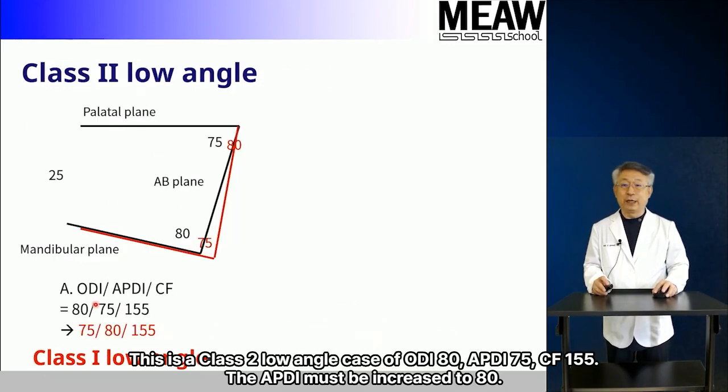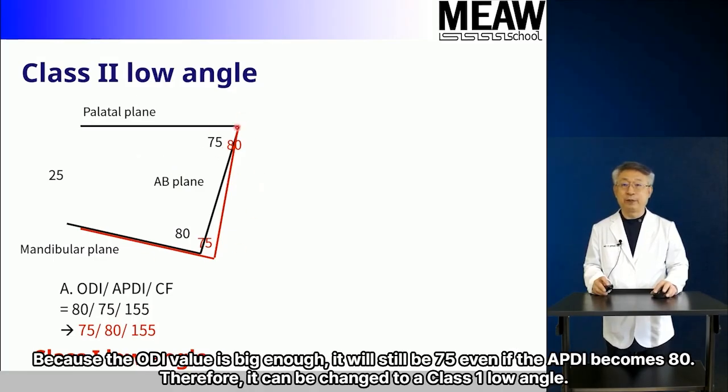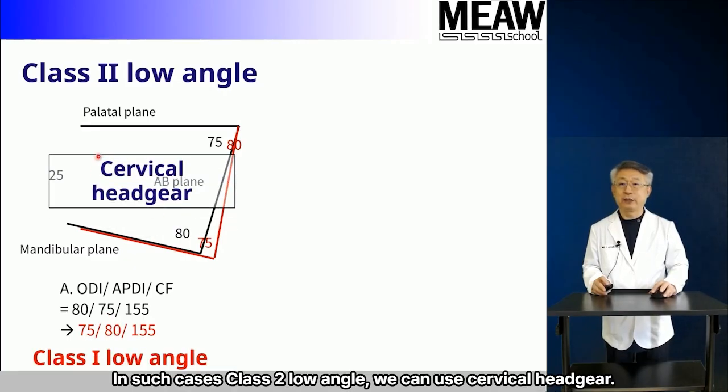This is a Class II low-angle case of ODI 80, APDI 75, CF 155. The APDI must be increased to 80. Because the ODI value is big enough, it will still be 75 even if the APDI becomes 80. Therefore, it can be changed to a Class I low angle. In such Class II low-angle cases, we can use cervical headgear.